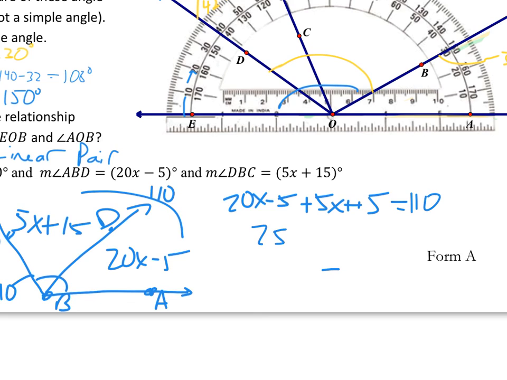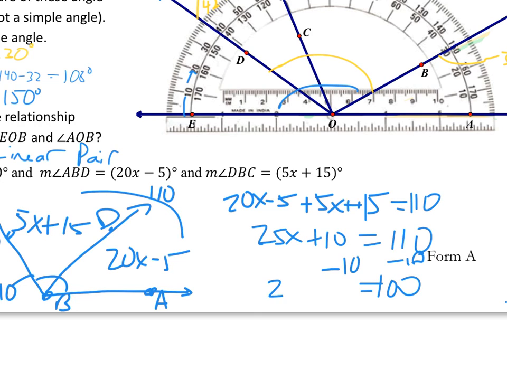So we have 7x, and the constants, wait a minute, didn't copy something down. There we go, it's 15. So we add 15 and negative 5, we get 10. Okay, so if we subtract 10, then 100 equals 7x. We end up with x equals 100 divided by 7.